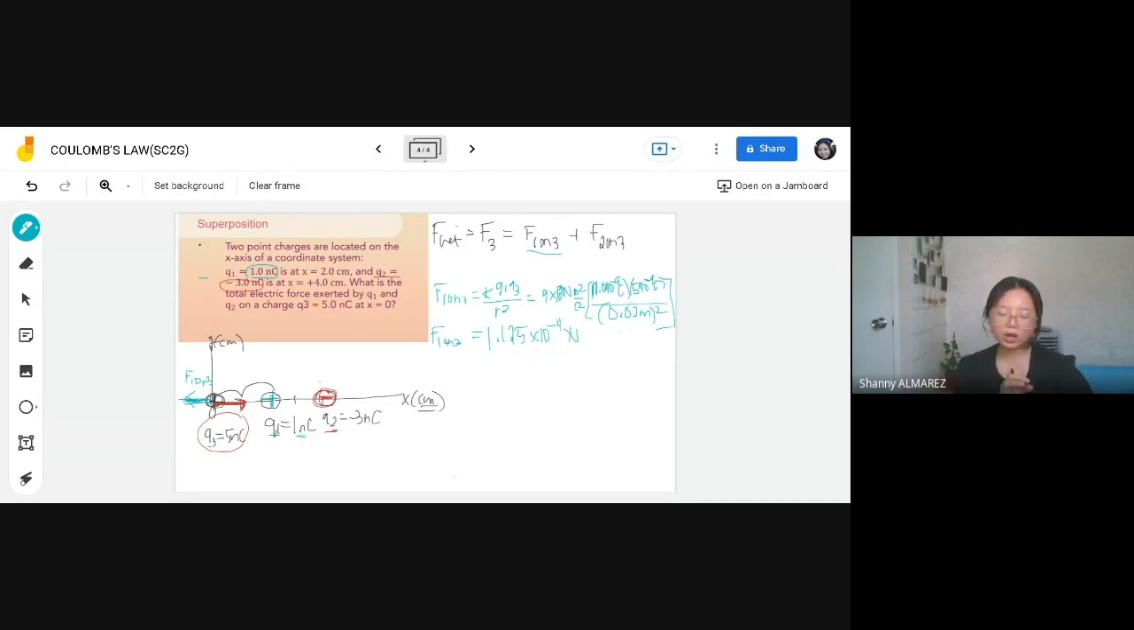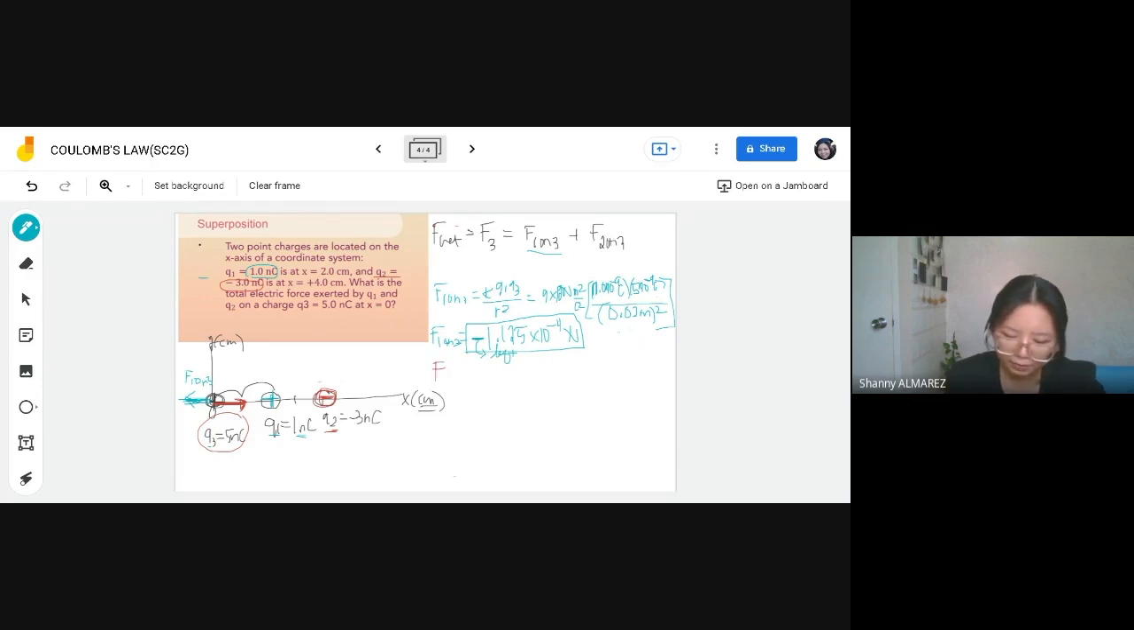Refer to the illustration. Which direction is it? To the left. That means if this is to the left and we want to indicate it as a vector, that's the time we place a negative value. This is negative. Again, this means that this is towards the left.